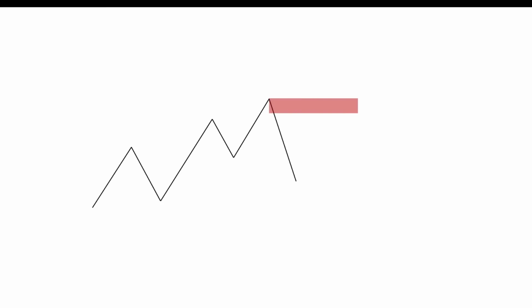And here's an example of internal liquidity. Price forms your supply zone, and price rejects from your supply zone. So anybody that's sold at this level, their stop losses would be right above. And now this level will act as a magnet for internal liquidity.